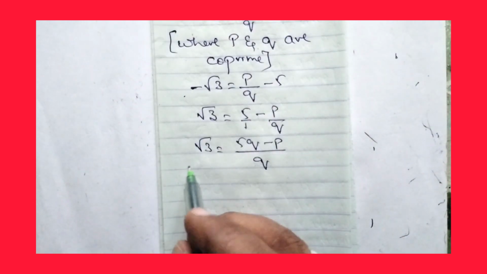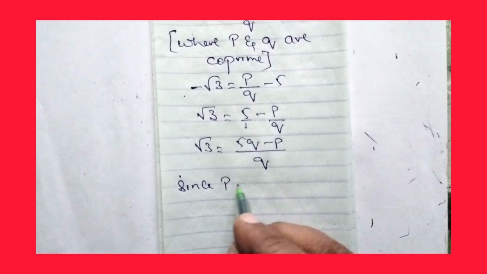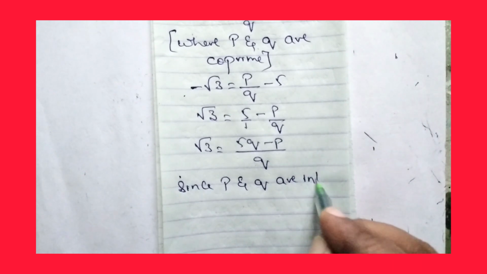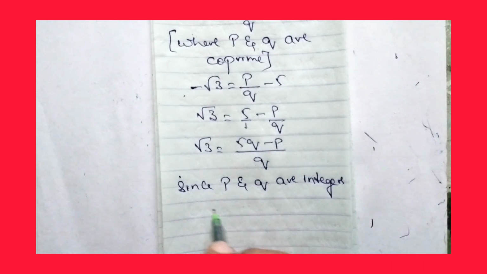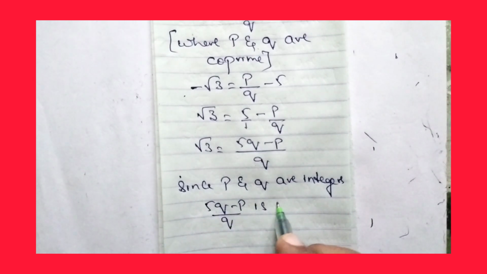So now here, since P and Q are integers, then 5Q minus P divided by Q is rational.